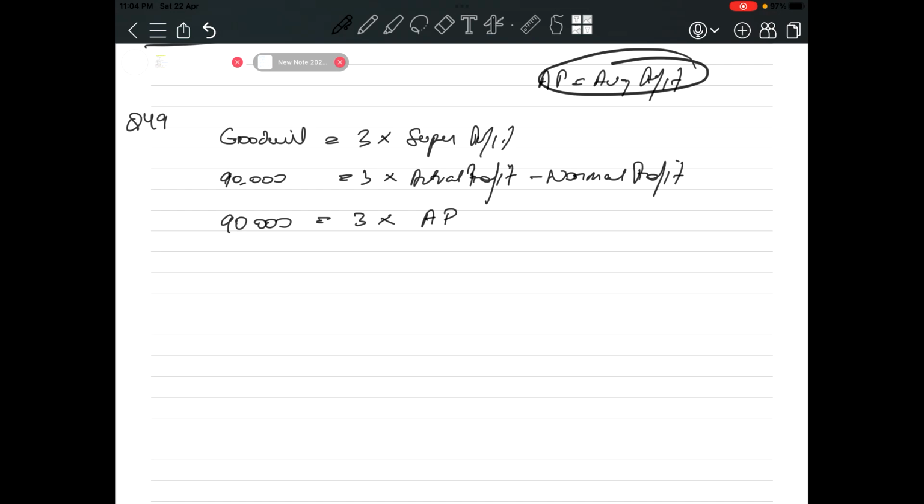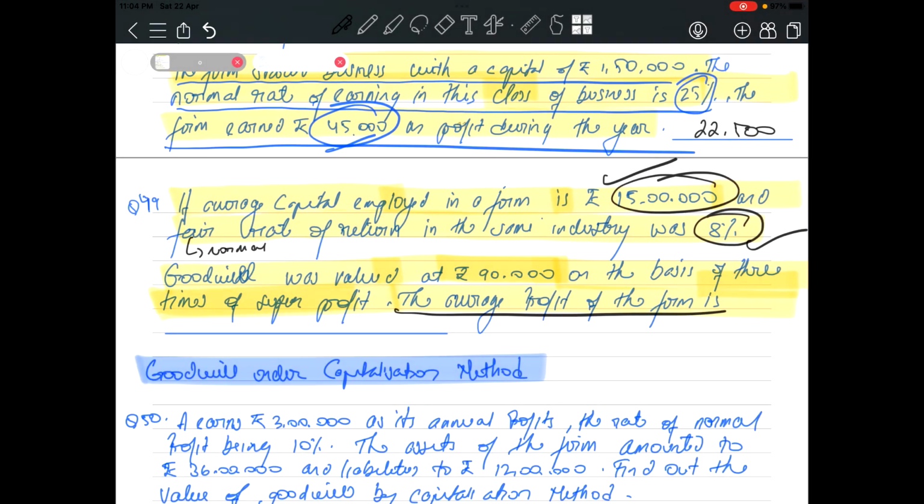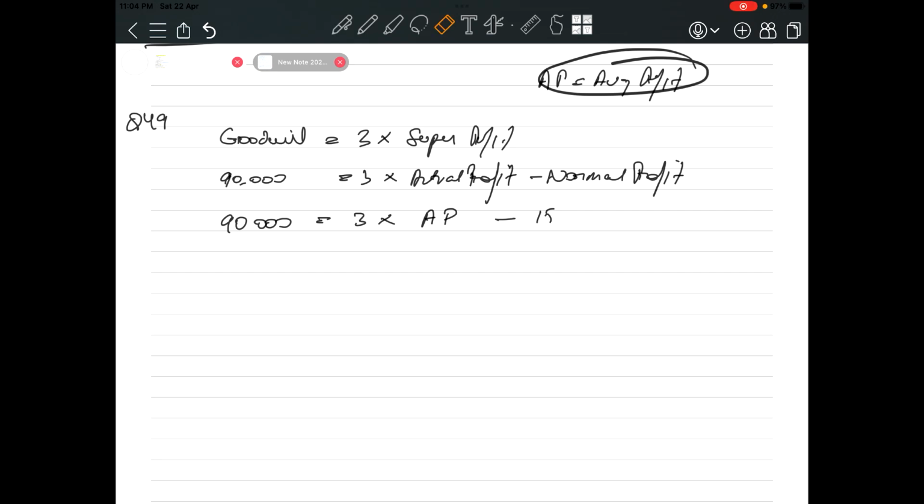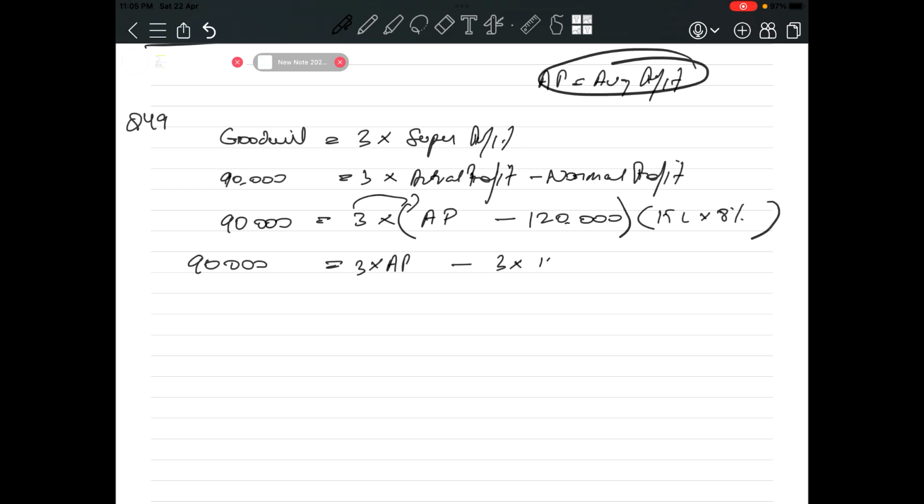So AP minus, what is the capital employed? 15 lakhs, and the rate is 8%. So 15 lakhs into 8%, what will be the normal profit? It will be 1,20,000. Now 90,000 is equal to 3 into (AP minus 1,20,000). 3 into 1,20,000 will be 3,60,000.